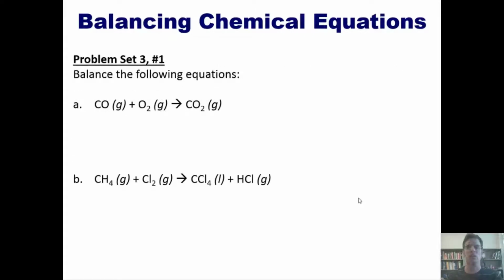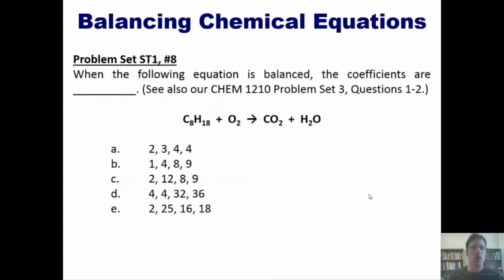I want you to balance the following equations. I'm not going to do them for you, but if you like, you can click a link here to a separate video in which I'll show you how to do them. Now to another problem. When the following equation here is balanced, the coefficients are what? Once again, I'm not going to do it, but we'll let you do it on your own, and hopefully you have enough of a command of this subject to be able to do so.